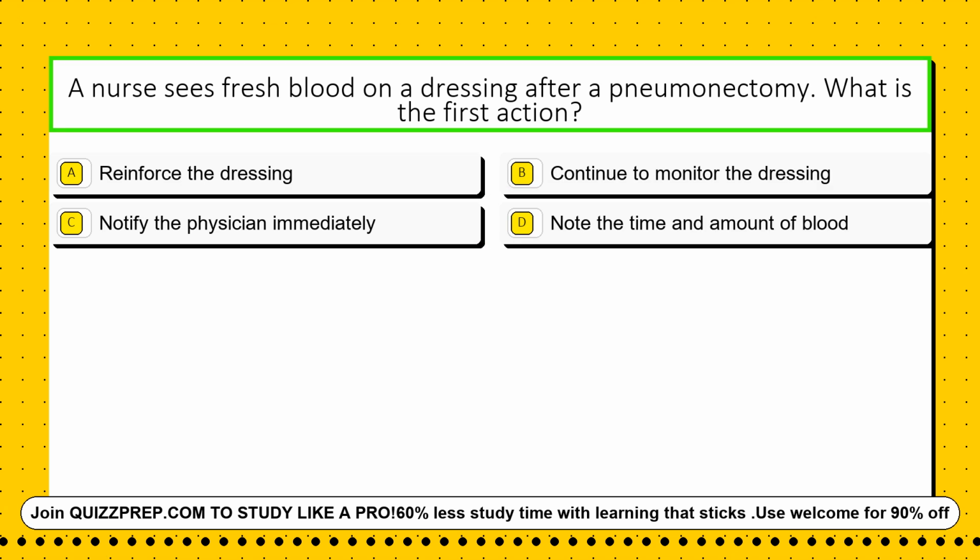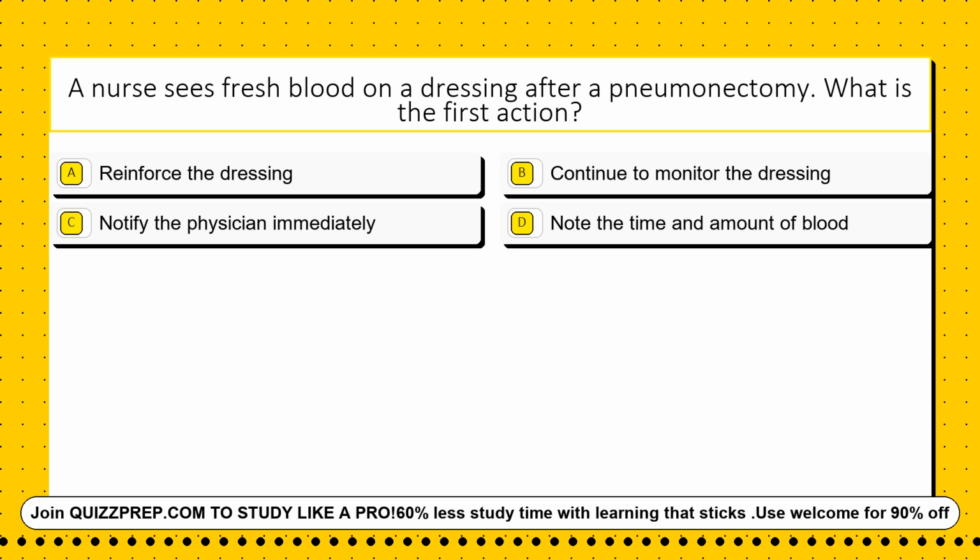Question 53. A nurse sees fresh blood on a dressing after a pneumonectomy. What is the first action? Option A. Reinforce the dressing. Option B. Continue to monitor the dressing. Option C. Notify the physician immediately. Option D. Note the time and amount of blood.